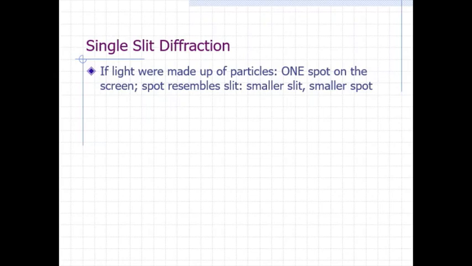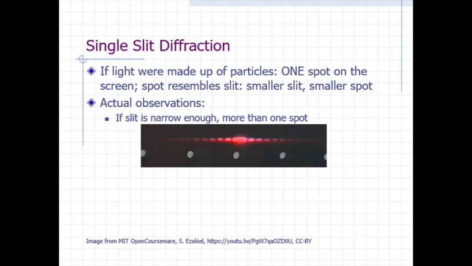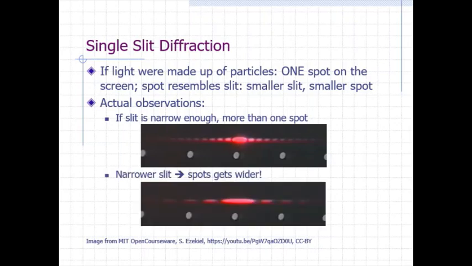But what are the actual observations? If the slit is narrow enough, we actually see more than one spot. What's even more surprising is that the narrower we make the slit, the wider the spots become. These observations can only be explained if we think of light as being made up of waves. Here's how.